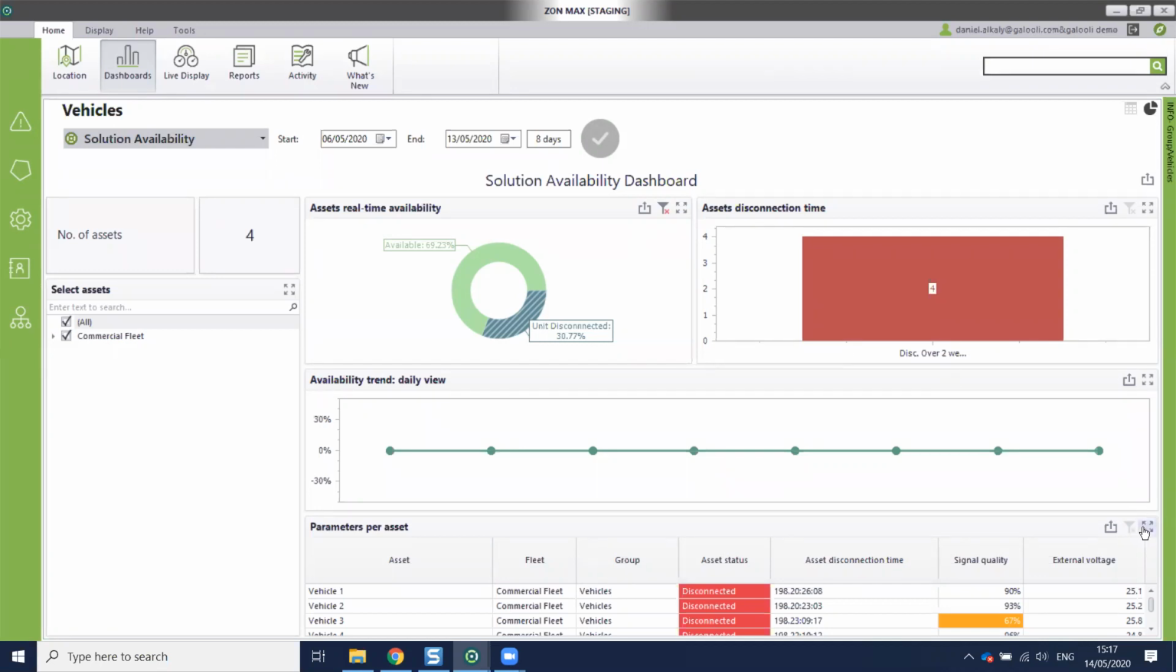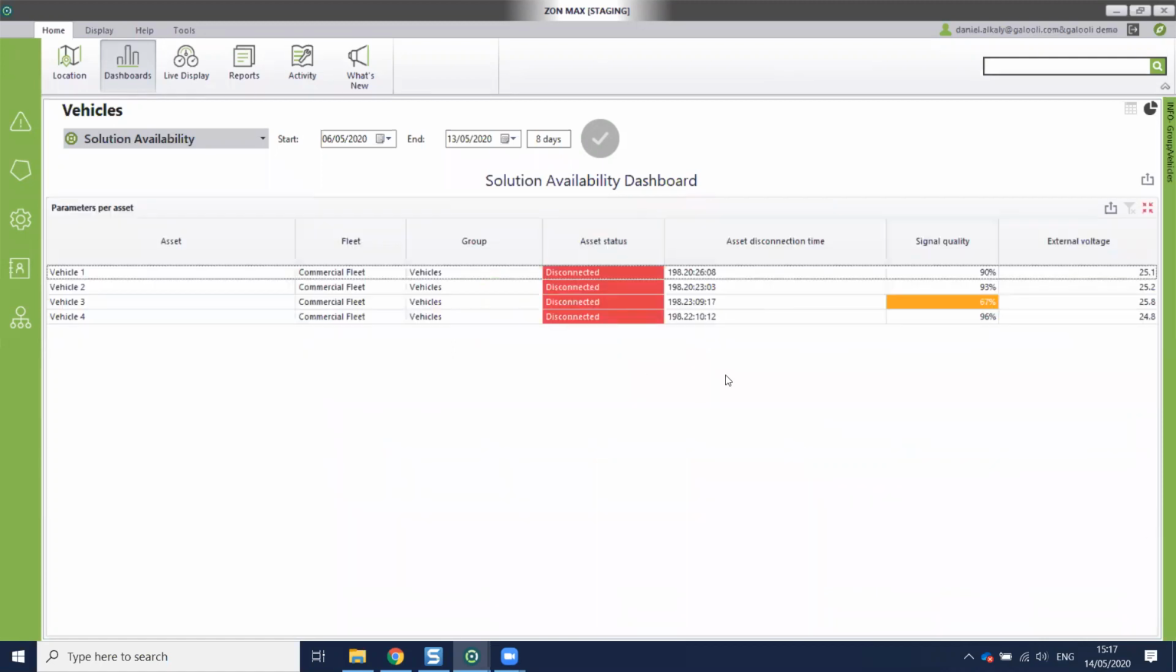In order to understand which units we're talking about, I'm moving below here to the table, and we can see actually the information about the units. So we have 4 units. These units, it states the fleet and the group, and we have the asset status, which of course is disconnected. But what's more important is, first of all, to understand the asset disconnection time. Okay, it's been disconnected for quite a while.